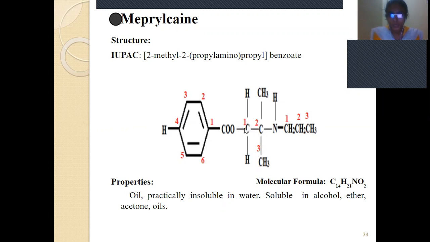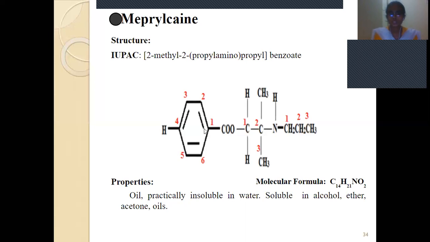1, 2, 3, three carbon atoms means propyl. In the second position, a methyl group is there, and this is the amino. And 1, 2, 3, three carbon atoms means propane. So 2-methyl-2-propylamino propyl benzoate. So this is the structure and IUPAC name of this drug.